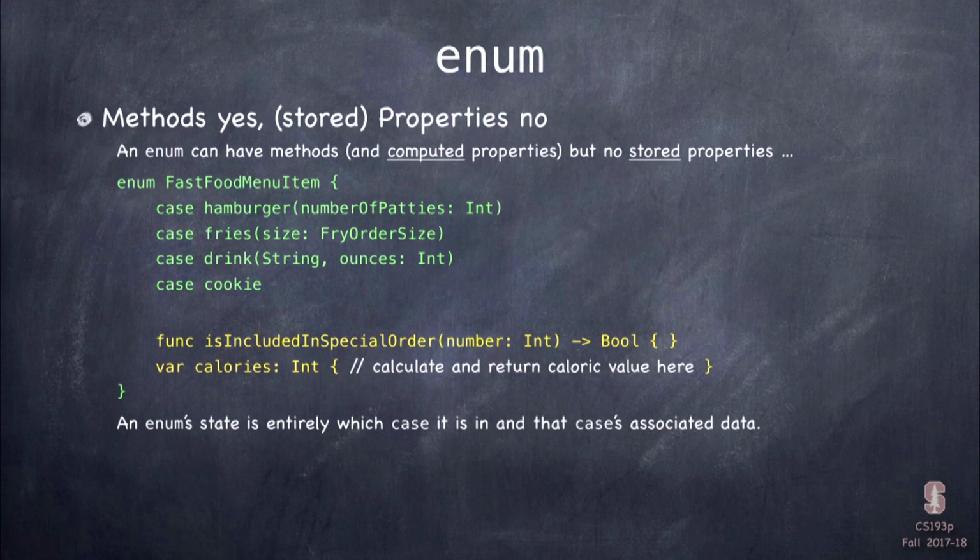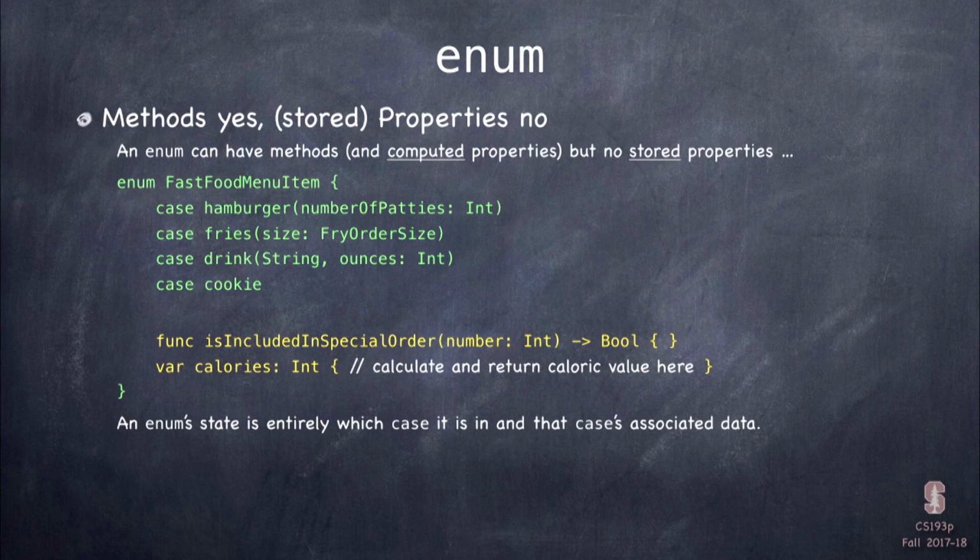Also, enums, they're like structs and classes. They can have methods and they can have vars, but no storage. All the storage of an enum is in which case it is, and that case's associated data. That's it. You can't have any other vars or anything else. So the only vars you could have are computed vars. So see the example I have here, where it's calories, where you'd compute the calories of that menu item. That would have to be a computed type. You can't store anything in an enum except for the associated data right there.